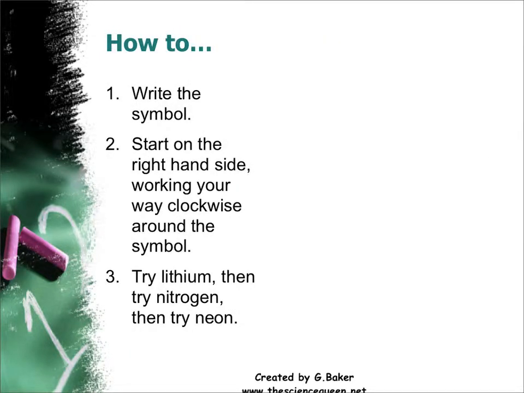So, here's how you write a Lewis structure. First, you write the symbol. Let's do one for, let's say, carbon. So, symbol for carbon is C. Then, and we're going to start on the right-hand side for this, and we're going to go clockwise, and we're going to add in electrons. Each electron we add is going to be a dot, or we're going to do them one at a time.